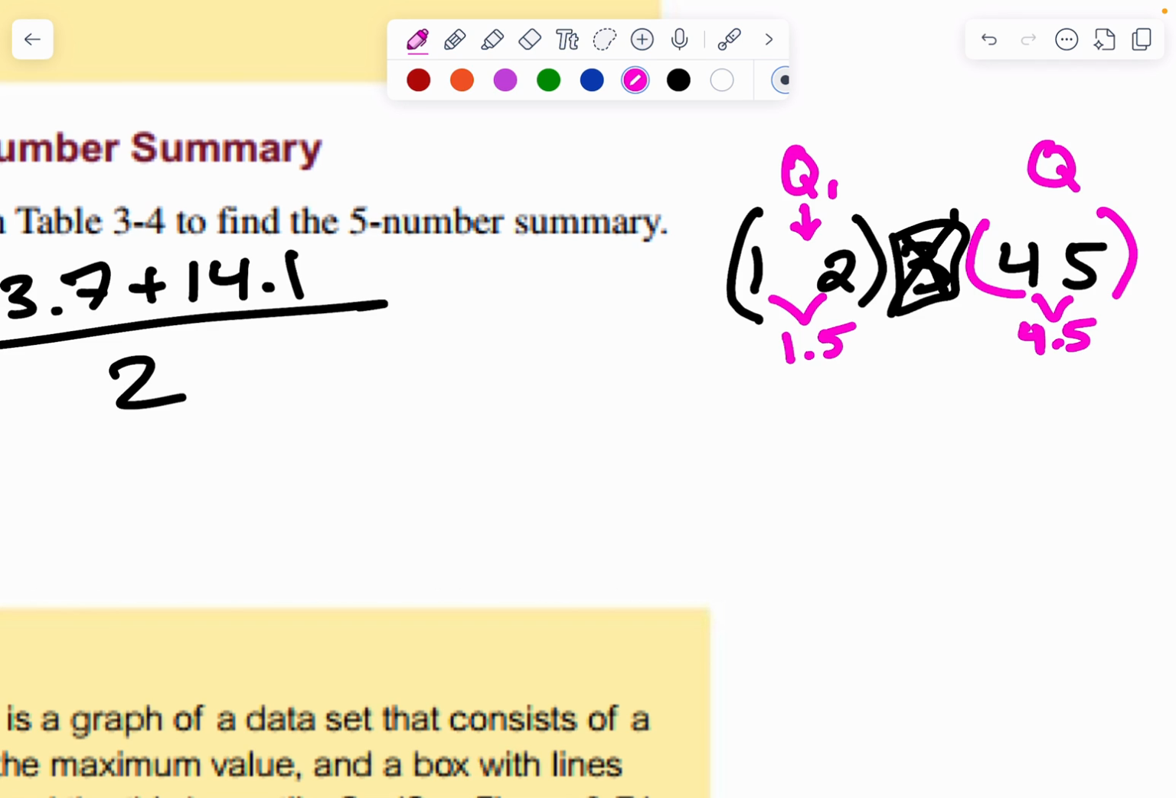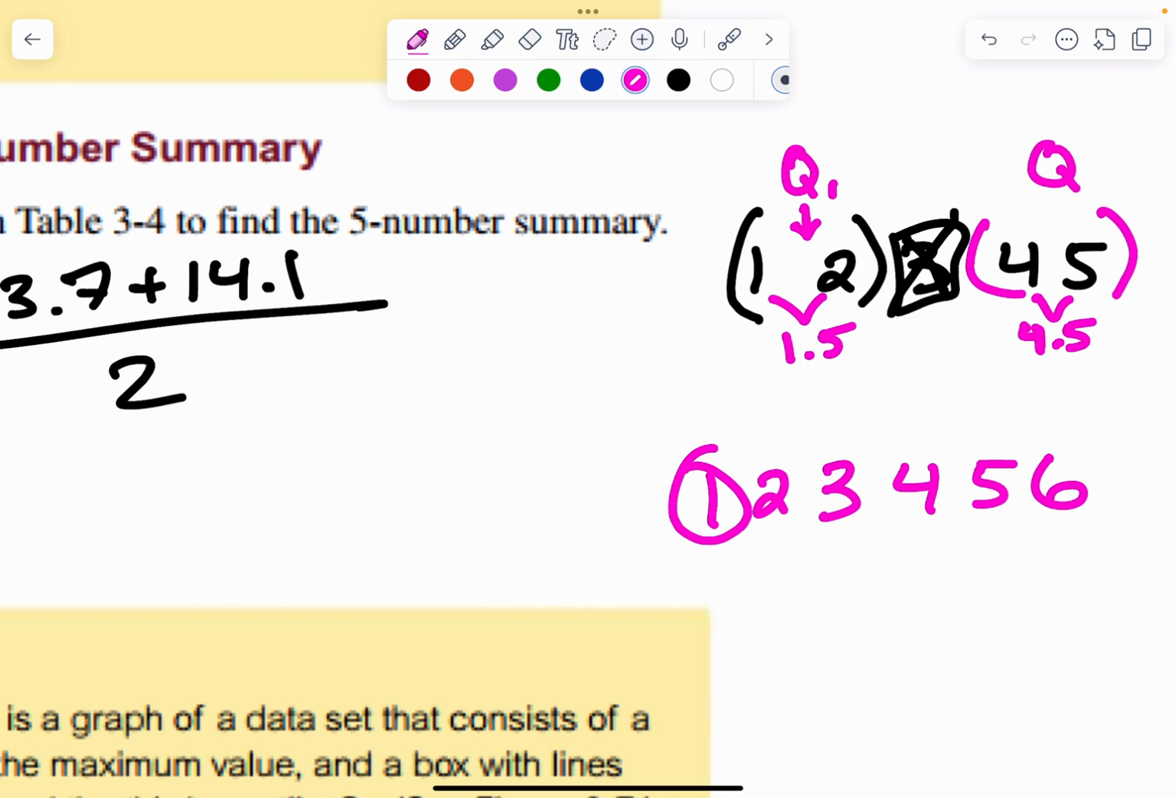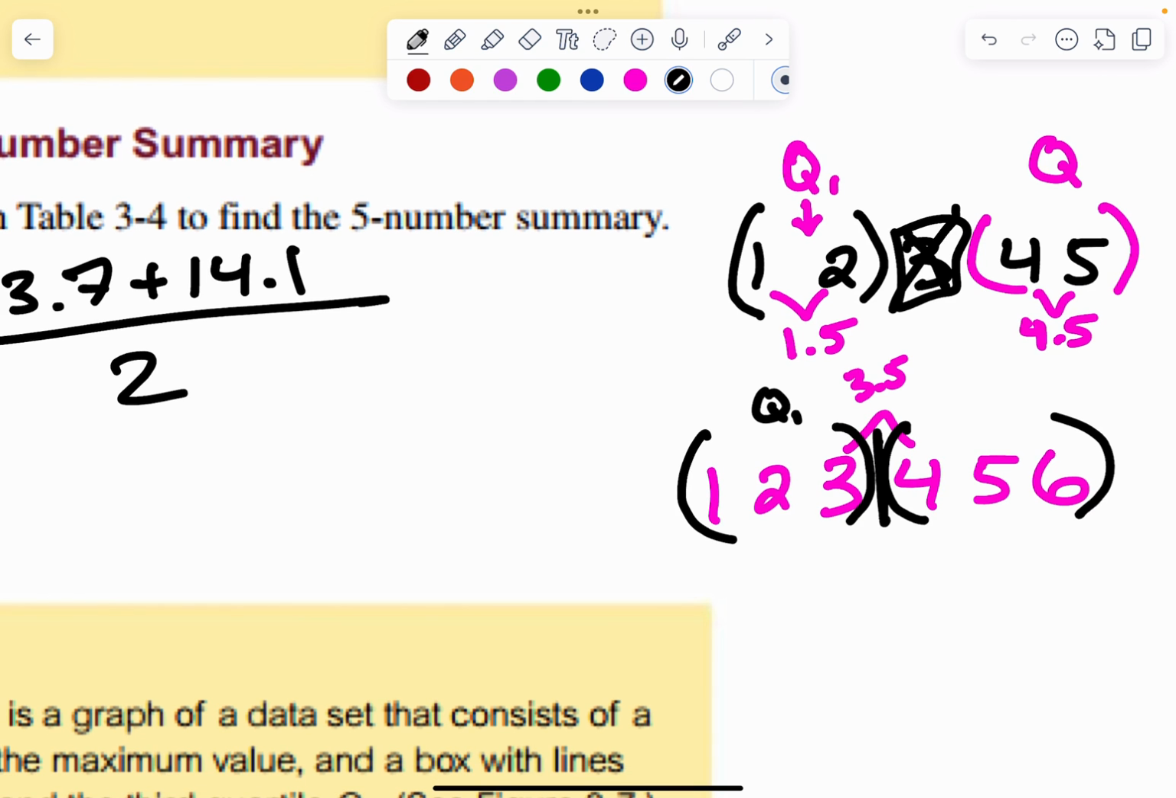Okay, now if it ends up being that I have, like, let's say 1, 2, 3, 4, 5, 6, right? My minimum is 1, my maximum is 6. My median, though, is 3.5, right? He's like the middle of those two numbers. I did not have an exact middle number, so when I go to find my Q1 and Q3, I get to include 3 and 4 in that calculation. So Q1 will be the middle of these numbers. Q3 will be the middle of these numbers, right? So 2 is my Q1 and 5 is my Q3, all right?